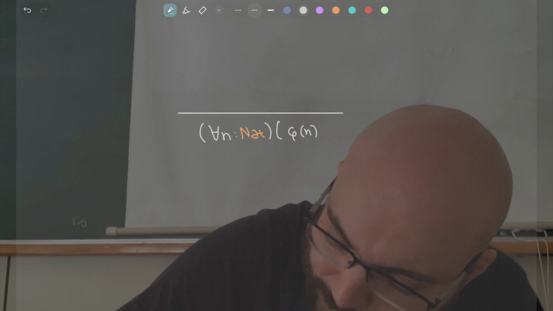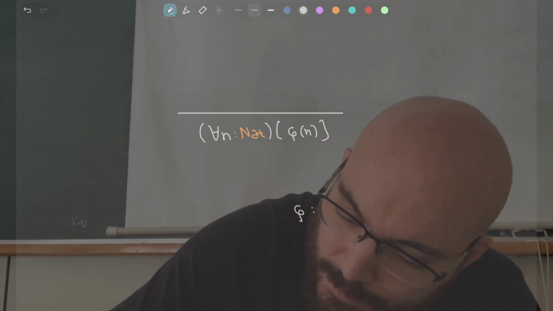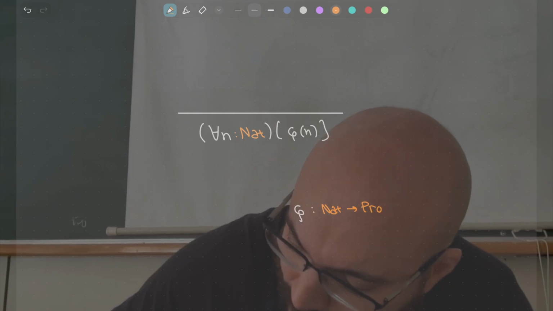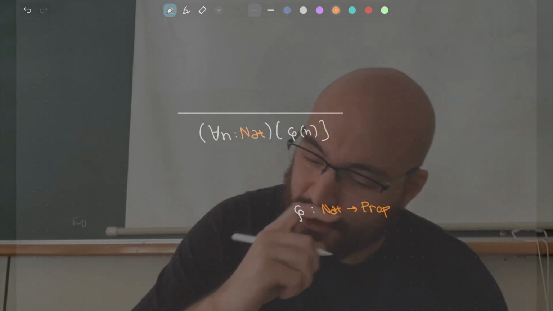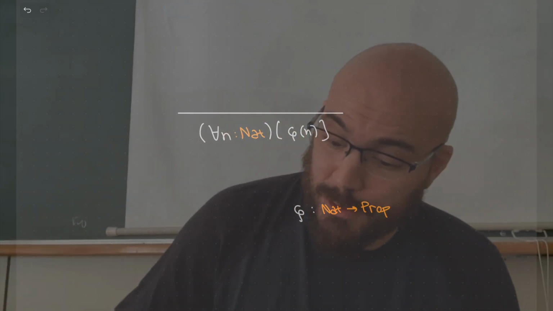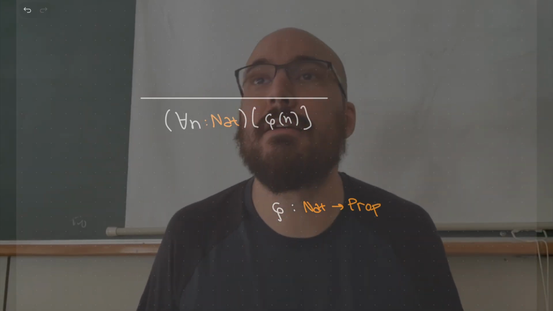Whatever this phi is, we know that the type of phi is not to prove. Eventually, we'll see that these types are not very descriptive, and we'll have to try to say more within the type. Do I have a mistake? No? No. Okay.